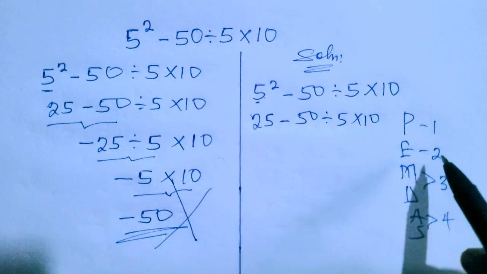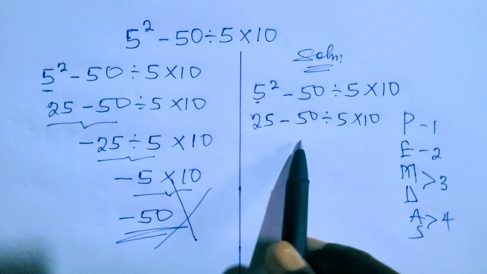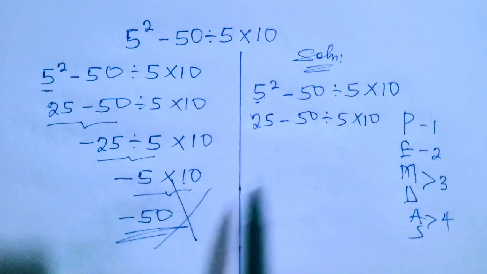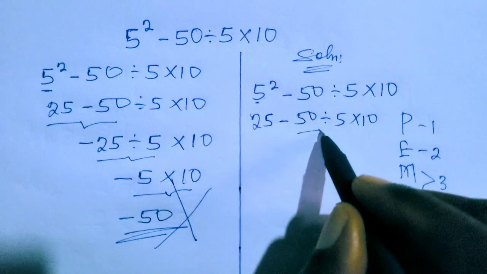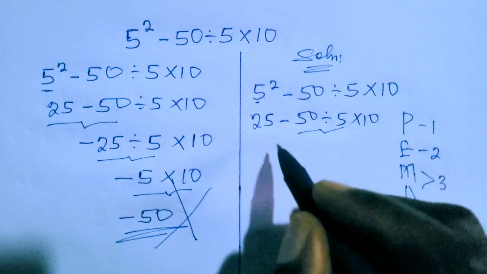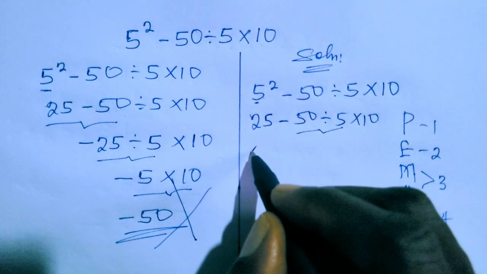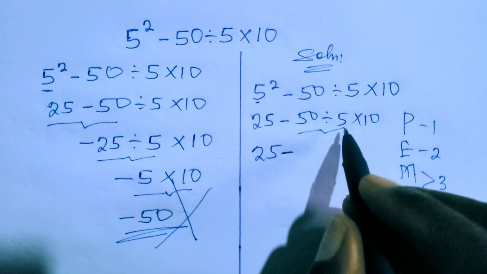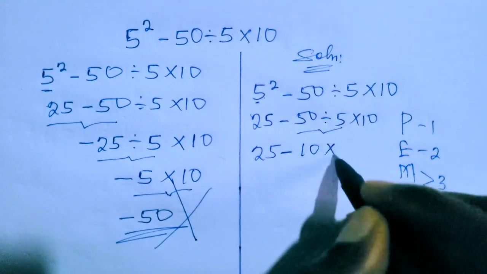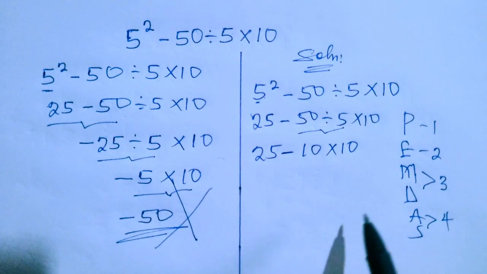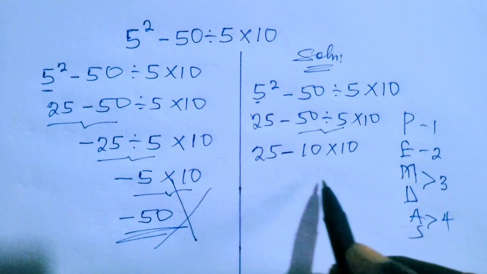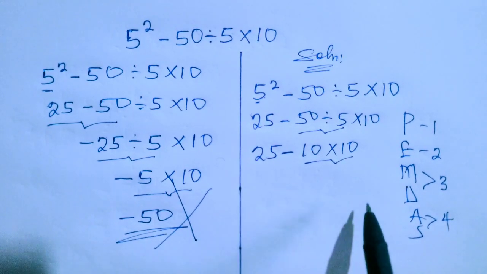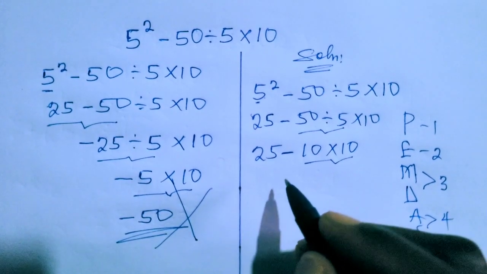Then next we are going to consider division, and here multiplication and division have the same precedence. As such, we move through the operations from left to right. We consider the one that comes first. Therefore, we consider this division first, and the expression becomes 25 minus 50 divided by 5, that gives us 10, then multiplied by 10. And again, next we consider multiplication now.